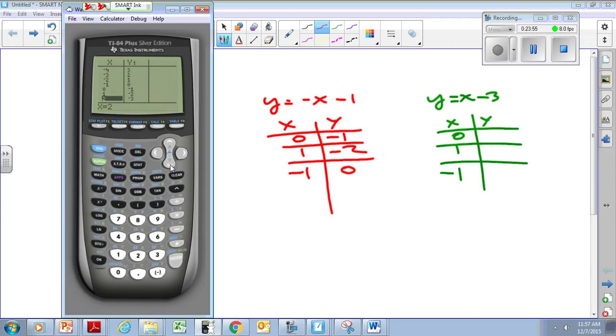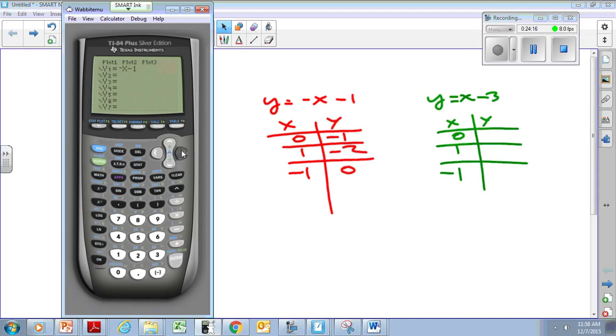I'll do it again for the green. The green one, I'm going to unhighlight this one here by hitting enter. And then I'm going to arrow down for the next one, which is going to be x minus 3. Blue button and table. What do I need? A 0 and a 1.